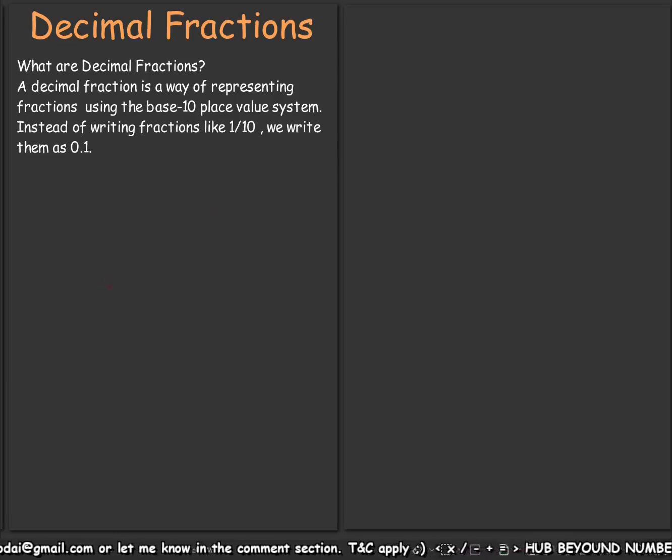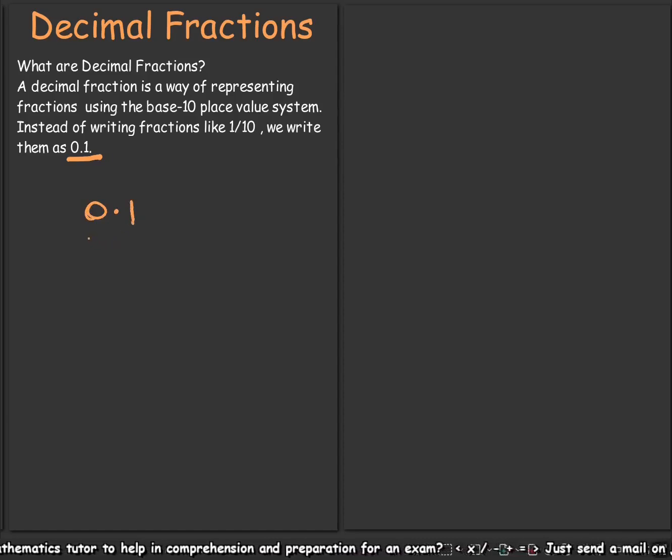So when we talk of decimal fractions, a decimal fraction, as you can see in the notes on the screen, is a way of presenting fractions using the base 10 place value system. We do that instead of writing fractions like 1 over 10. So instead of writing the normal fraction notation, which will give us 1 over 10, we just write it as 0.1.